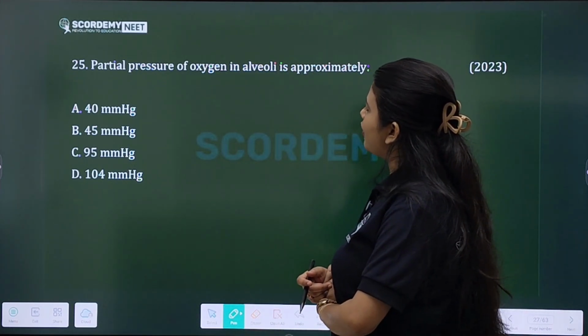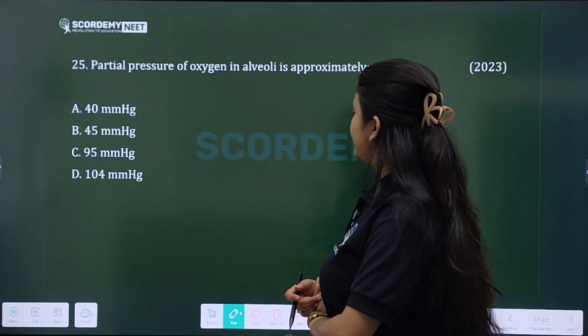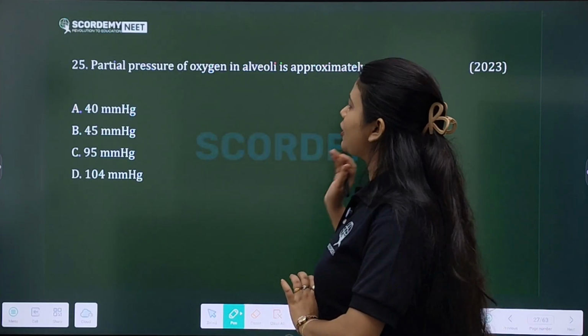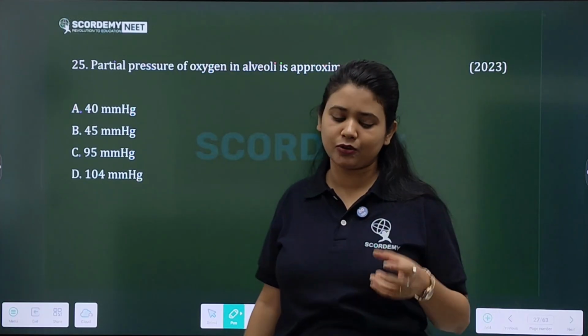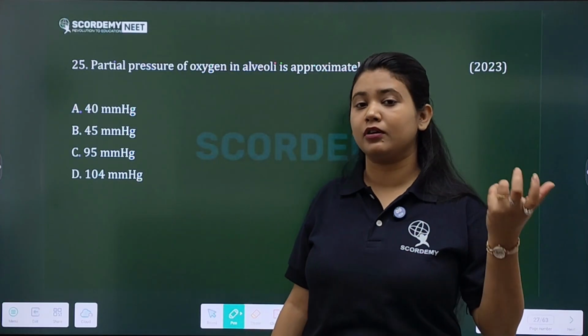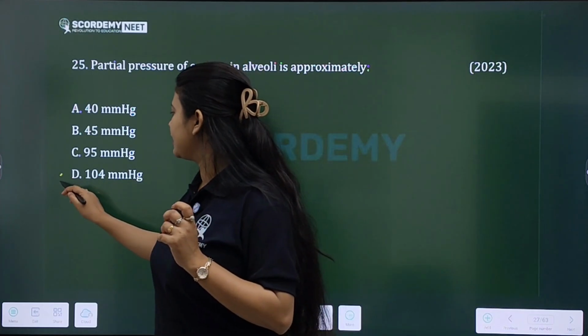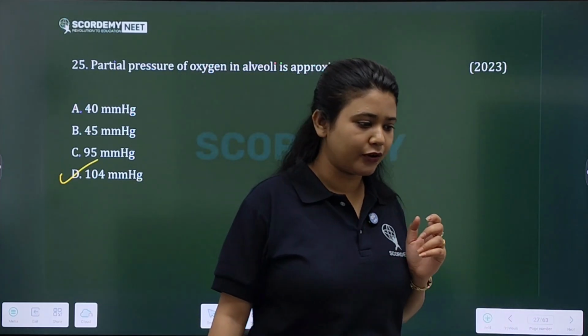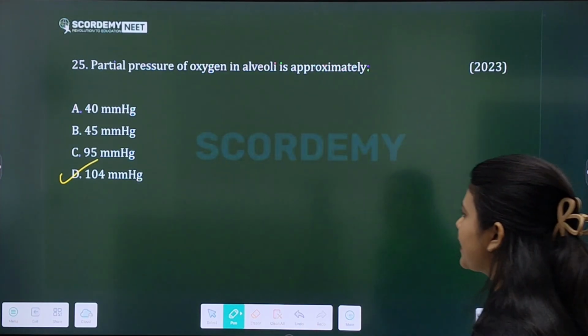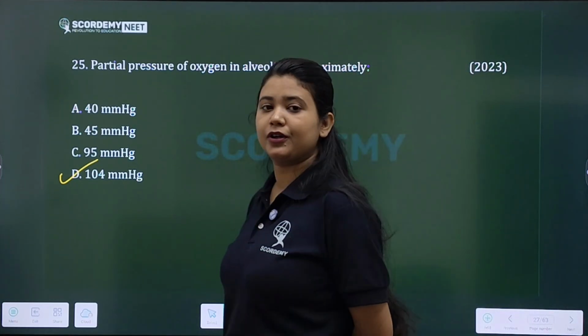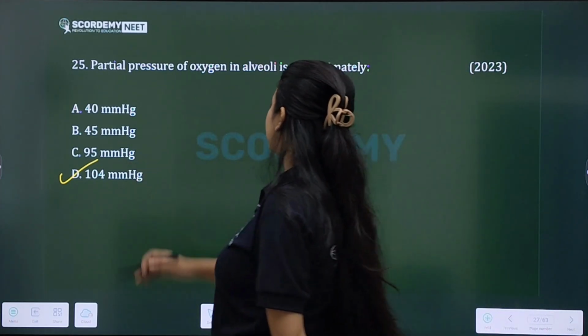Partial pressure of oxygen in alveoli is approximately how much? These are very factual questions, you have to remember the figure. So your answer is D, 104 millimeter of mercury. All right, so 104 millimeter of mercury is the correct answer.